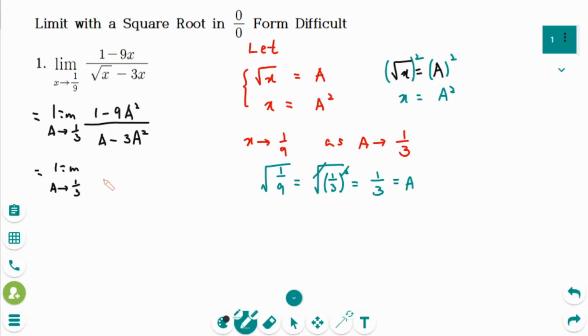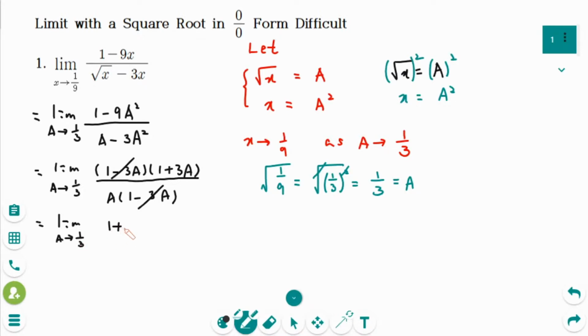Then you can factor the numerator. This is a squared minus b squared form. So it can be 1 minus 3a, 1 plus 3a. And then we can take out a from the denominator to get 1 minus 3a. And then cancel the common factor. So limit as a approaches 1/3, 1 plus 3a over a.